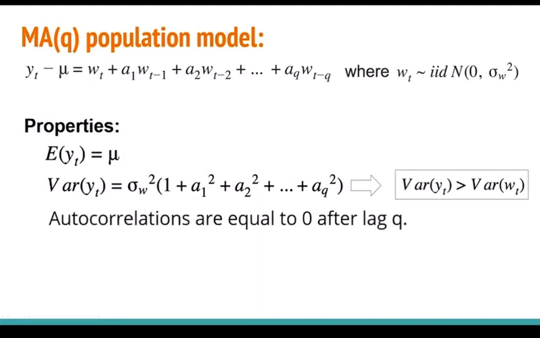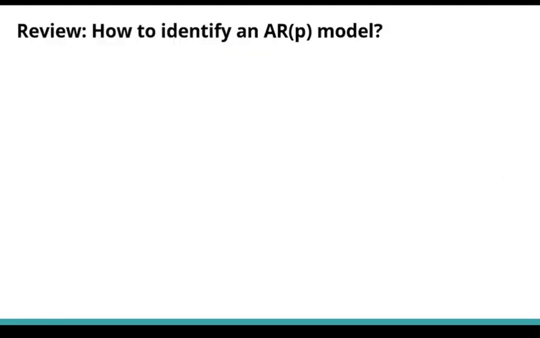And you know what? The autocorrelation function will be equal to 0 after lag Q, just like what I said. And you know what? The MA models are always stationary. We assume that the MA models are always stationary.